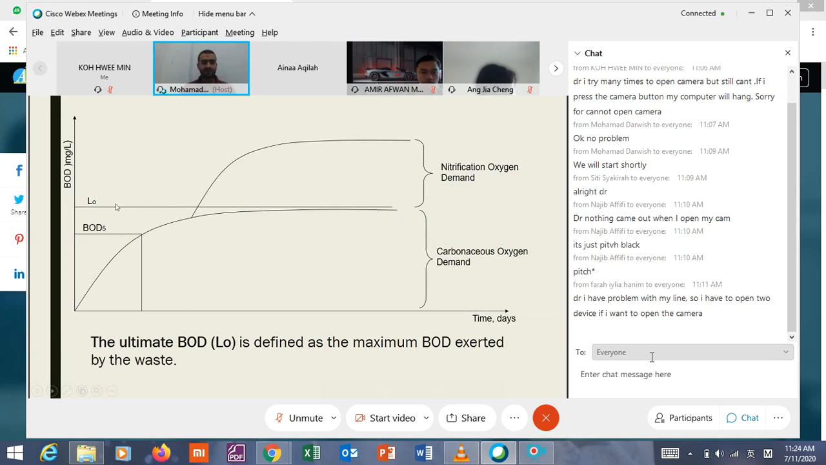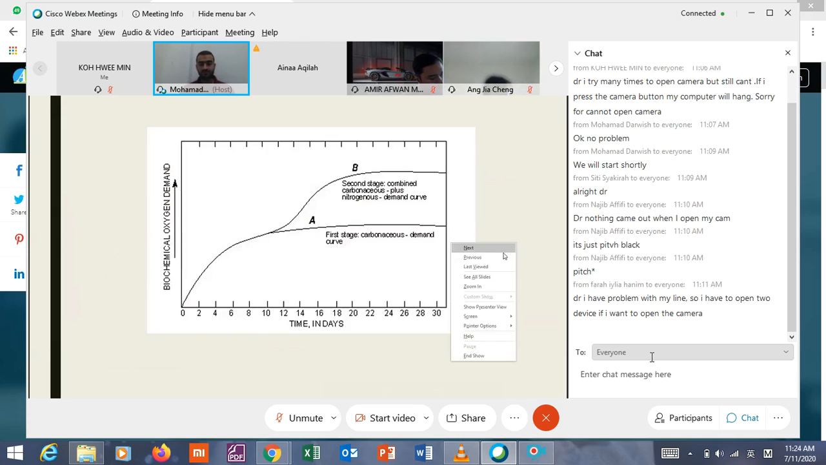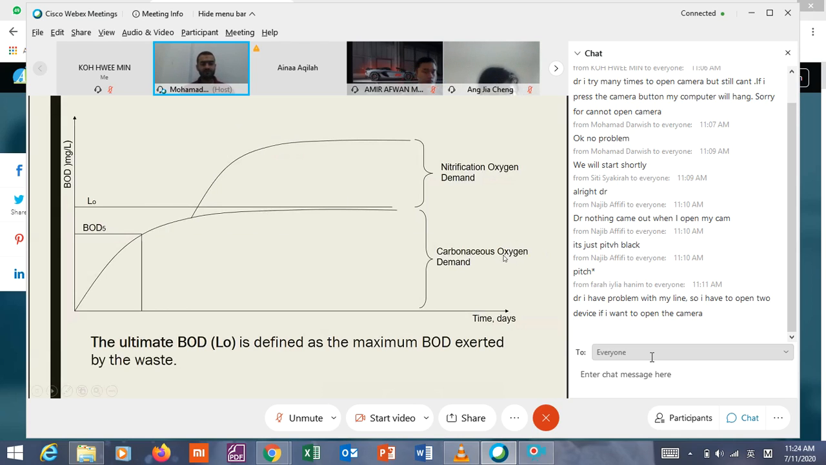Now, this curve shows something that is called the ultimate BOD. So what is the ultimate BOD? Ultimate BOD is the maximum BOD that can be exerted as carbonaceous oxygen demand, not as nitrogenous. So it's talking about only the carbonaceous oxygen demand. Now forget about the nitrification or the nitrogenous oxygen demand. Just focus on the carbonaceous oxygen demand. So we have something called the ultimate BOD.